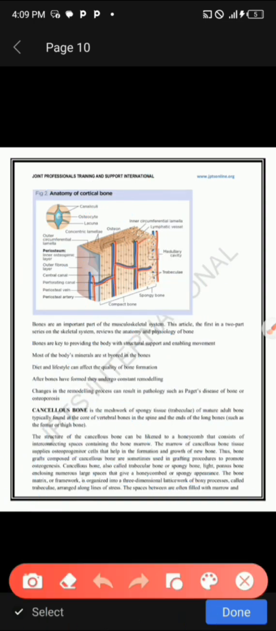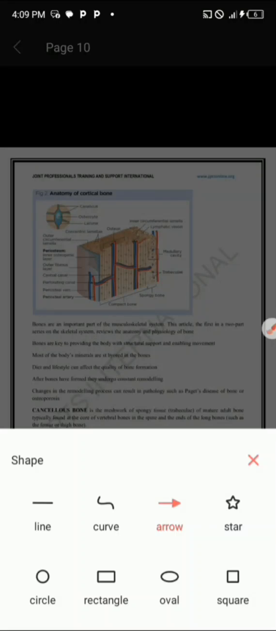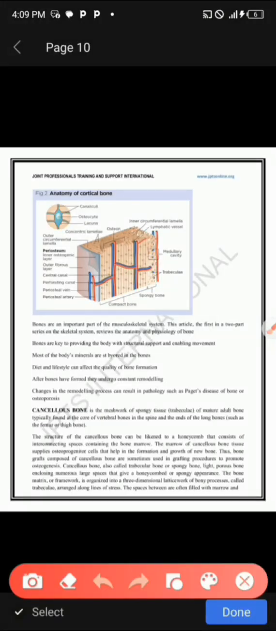Talking about bones. Bones are an important part of the skeletal system. This article, the first in a two-part series on the skeletal system, reviews the anatomy and physiology of bone. Bones provide the body with structural support and aid in bending movement. In this respect, without bone, human beings cannot move. Most of the body's minerals are stored in the bone.